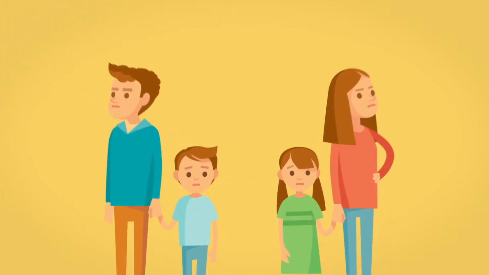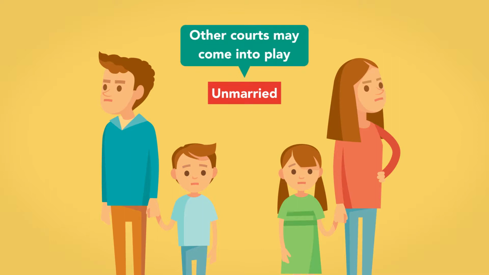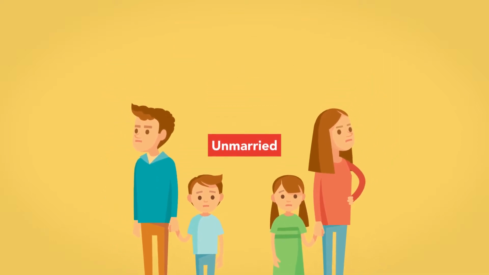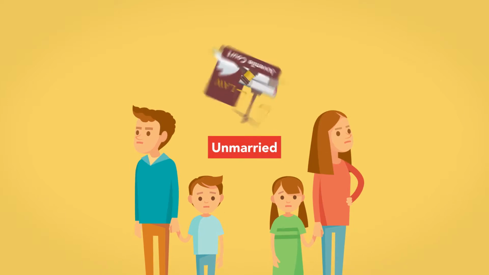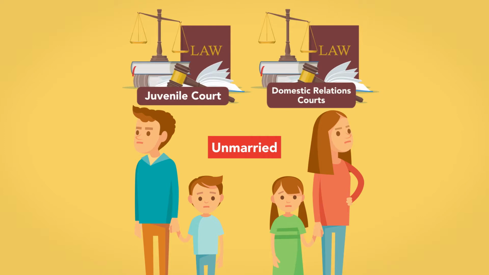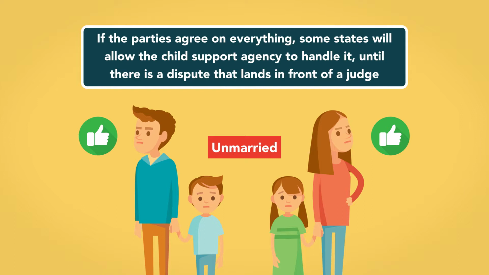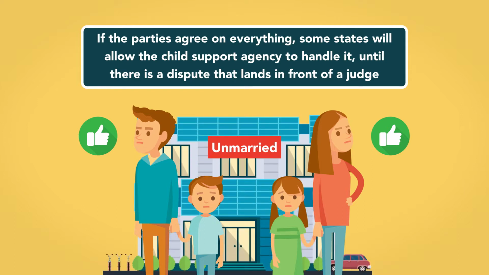If the couple has children and is not married, then other courts may come into play. The most common court for enforcing child support orders for unmarried parents is the juvenile court, although some states use domestic relations courts. Some states have even had joint jurisdiction between domestic relations and juvenile courts for unmarried couples. If the parties agree on everything, some states will allow the child support agency to handle it until there is a dispute that lands in front of a judge.